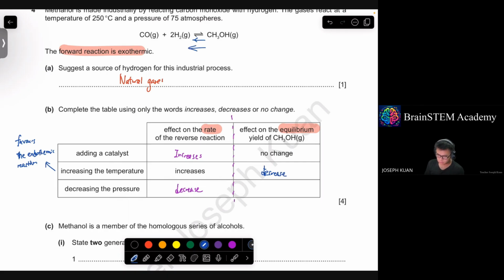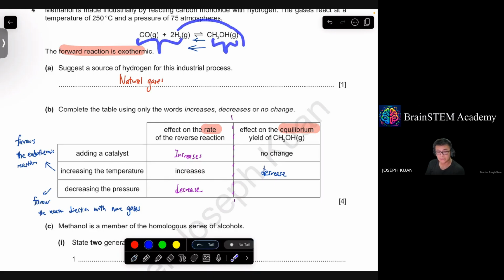So next, decreasing the pressure. This will actually favor the reaction direction with more gases. So that will also be the reverse reaction. As you can see, there's 3 on the left and 1 on the right. So this one will favor the reverse reaction, making the yield decrease.